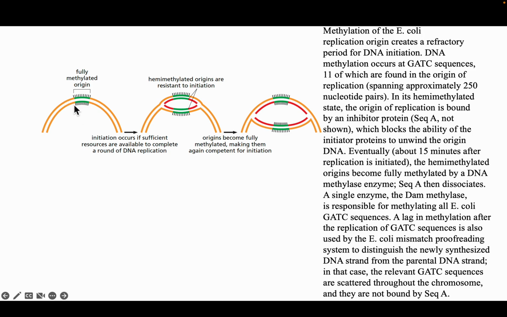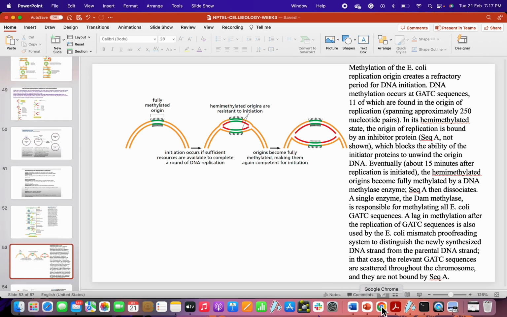So you can see this is a fully methylated origin and these are hemi-methylated origins. So methylation of the E. coli replication origin creates a refractory period for DNA initiation. So DNA methylation occurs at GATC sequence.